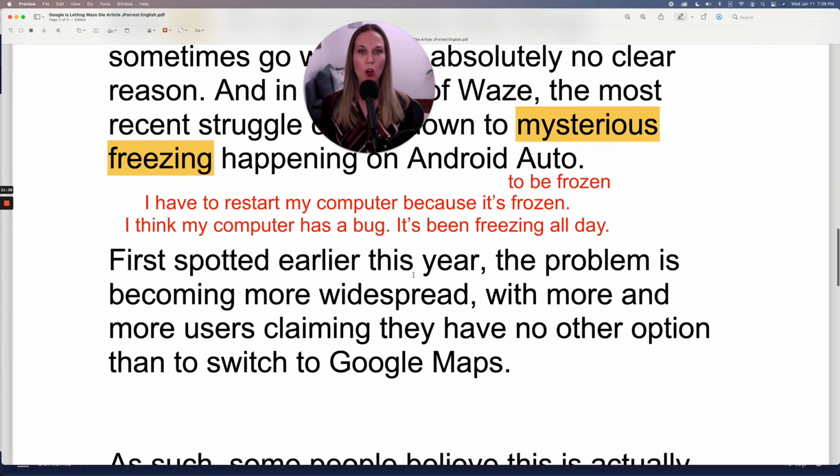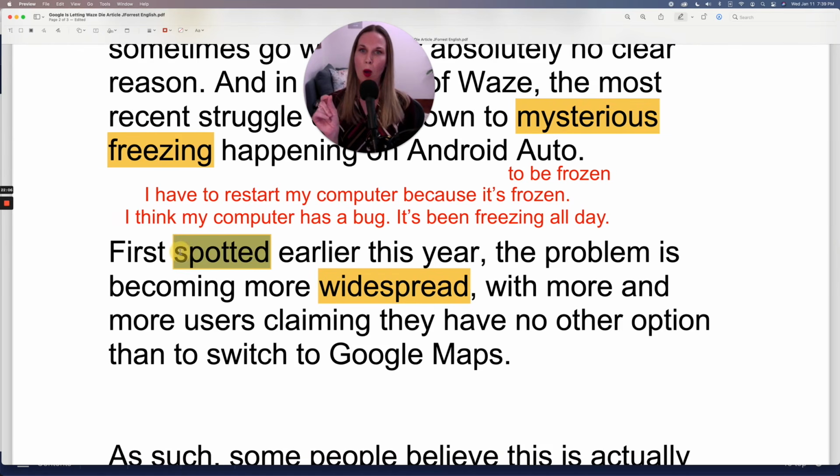First spotted earlier this year, the problem is becoming more widespread. So we know what widespread is. Before, the problem only affected 10% of users, 15%. But now if it's widespread, I imagine it would affect 60%, 70% of users, 50% or more, the majority of users. It's widespread. Now, first spotted, this means first noticed or detected.